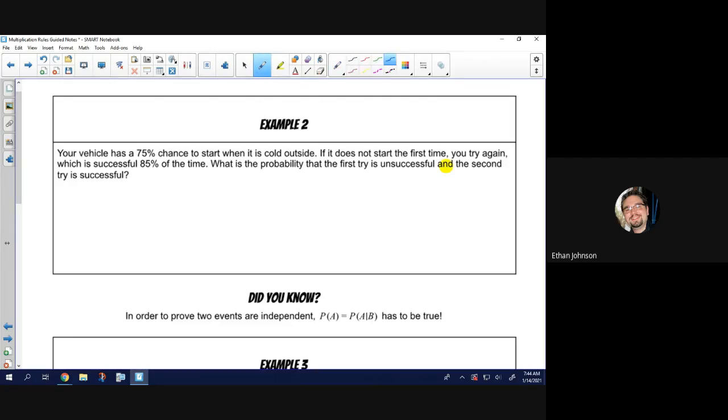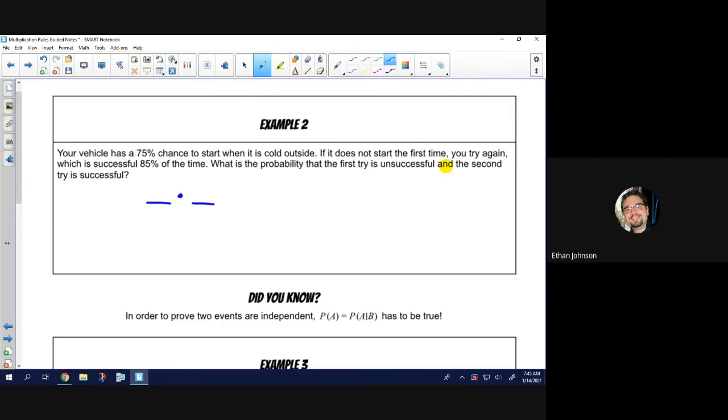So the and, once again, tells me we are going to multiply. It'll be something times something. So the first part, we want it to be unsuccessful. But we know it's successful 75% of the time. So it's unsuccessful. The converse, or the complement of it, is 25%.